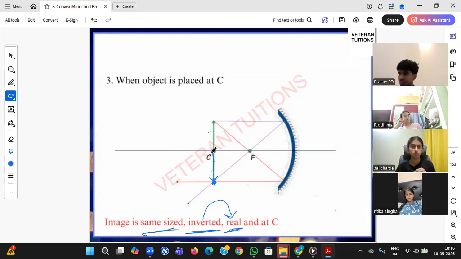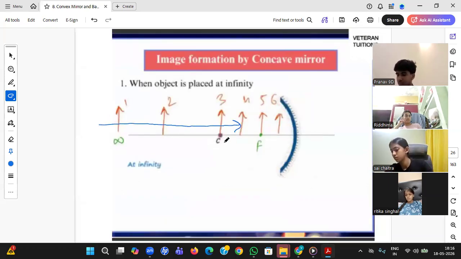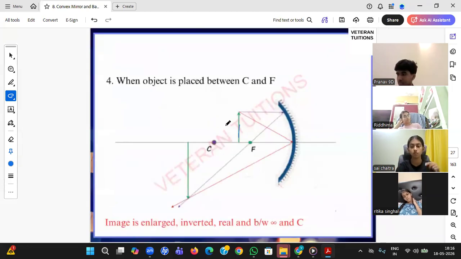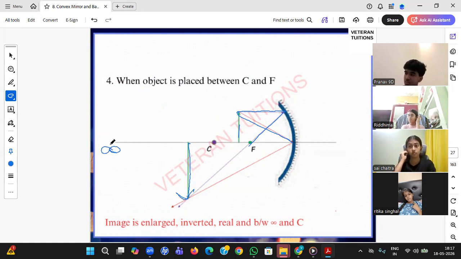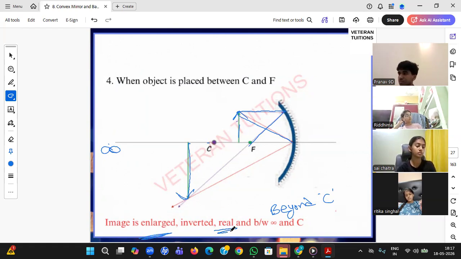Case number 3. Okay. Now let me move my object still further, between C and F, center of curvature and focus. So you can see the object is here. The parallel ray should go to the focus. Ray number 4 should follow the symmetry. When they both intersect, I have seen the image is formed between infinity and C, or sometimes you can also call it beyond C. Both are the same. How is the image? The image is highly magnified, enlarged. Okay, they are real. If real comes, inverted comes, or else I can look back, they both are inverted also. Okay, that was case number 4.